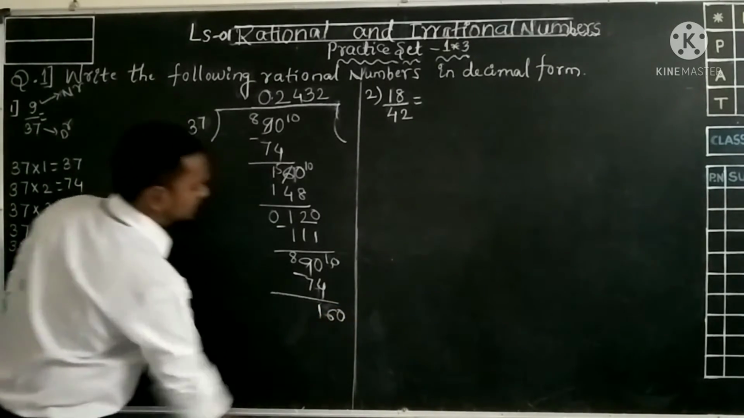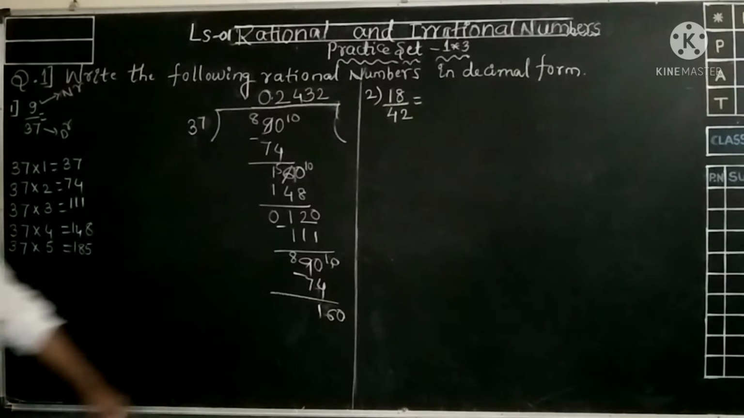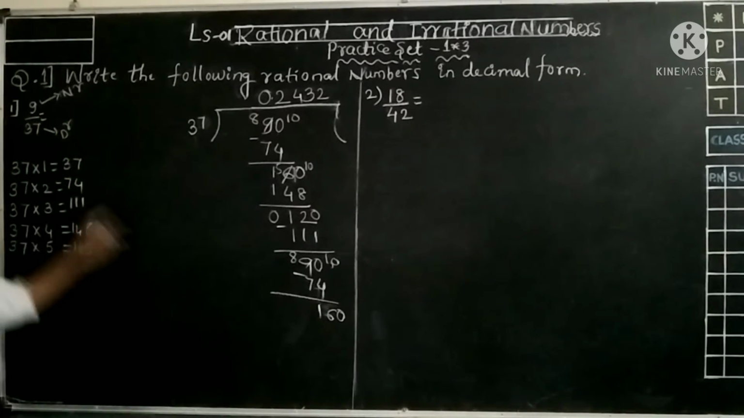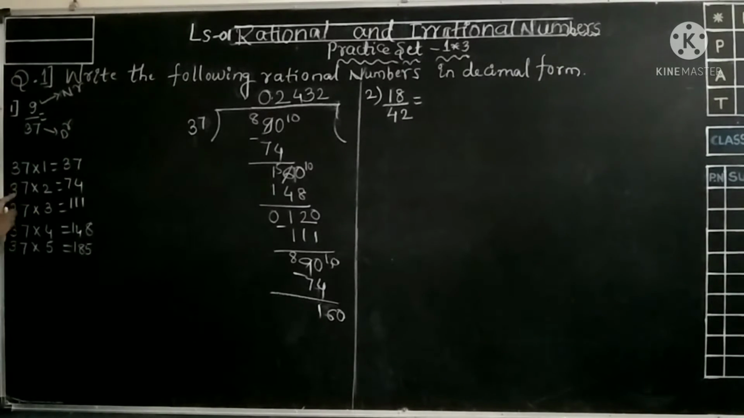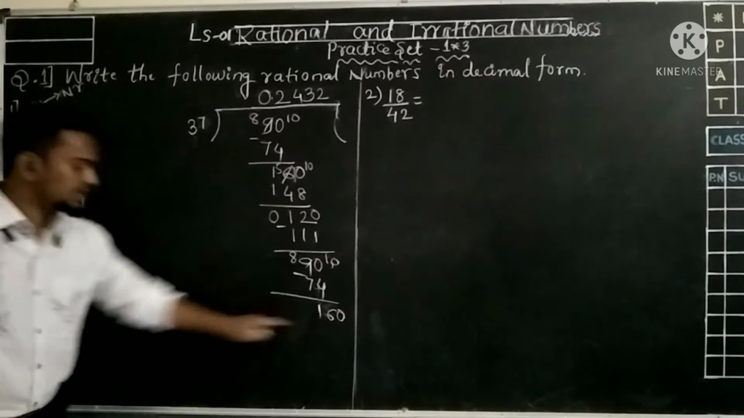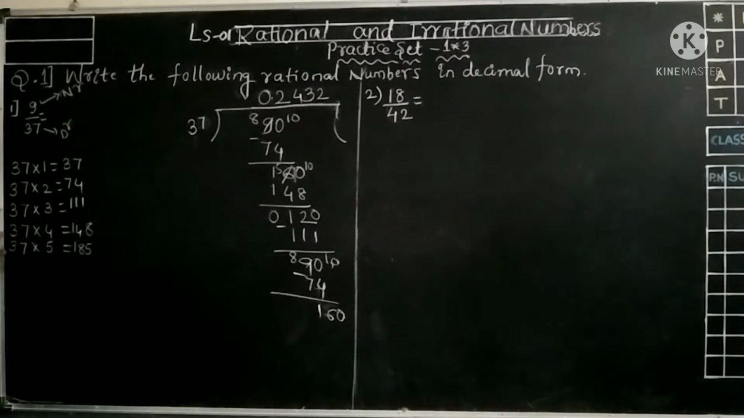Here once again we will search for 160 in the 37 table. 37 1s are 37, 37 2s are 74, 37 3s are 111, 37 4s are 148, 37 5s are 185. 160 is not in the 37 table. Therefore, now we will take the lesser value, 37 4s are 148.